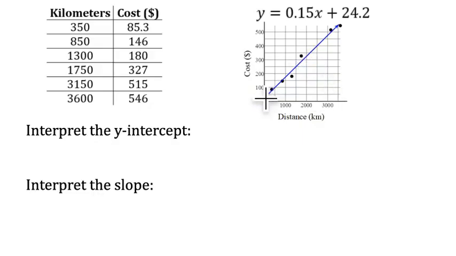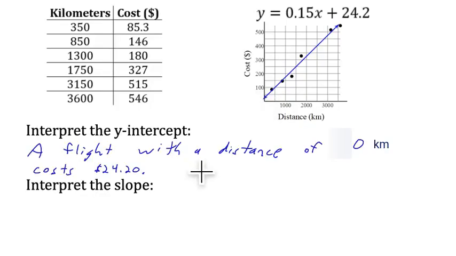The y-intercept is 24.2, which is here on the graph. So the equation predicts that a flight with a distance of 0 kilometers, it doesn't go anywhere, has a cost of $24.20.